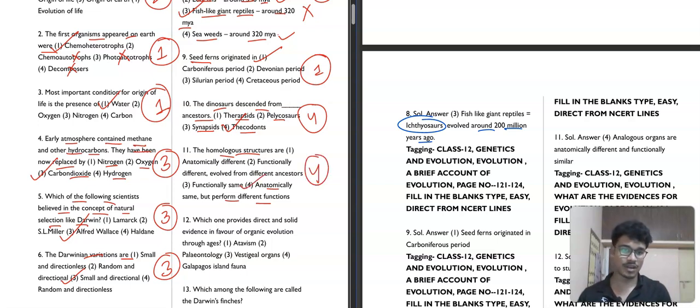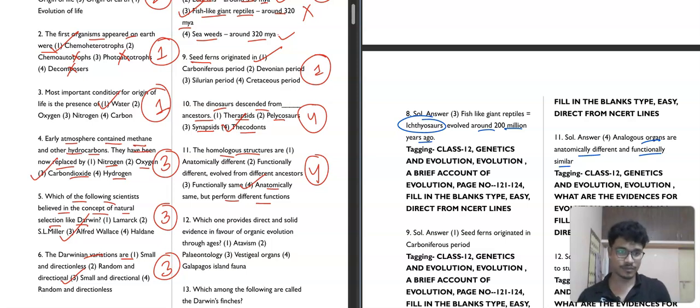And what are analogous organs? Analogous organs are anatomically different but have similar functions. Suppose this is my hand, and for the same thing, like in our hand, birds have wings, so something like that. The function is kind of the same, but anatomically it is totally different, like there is no relation between them.